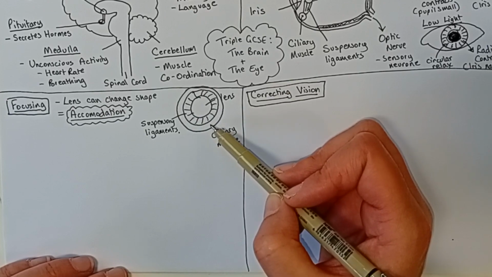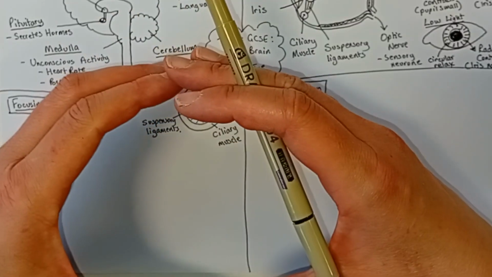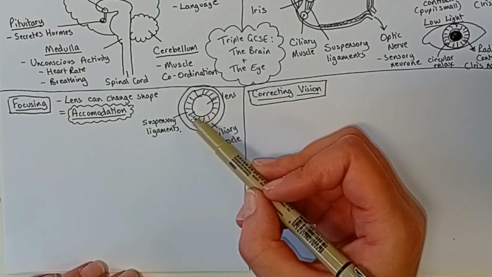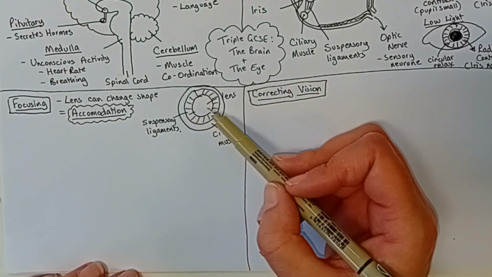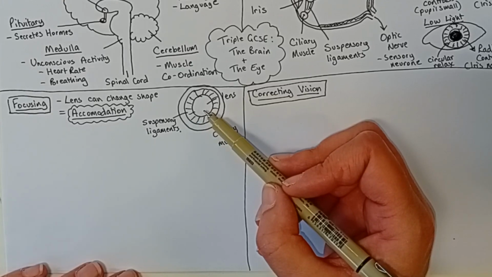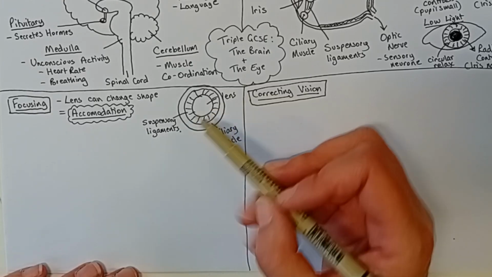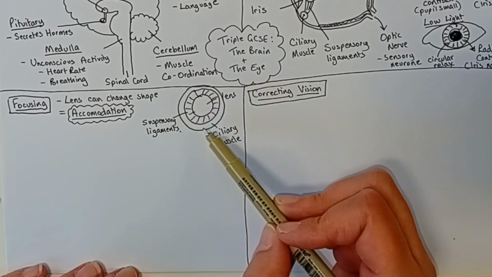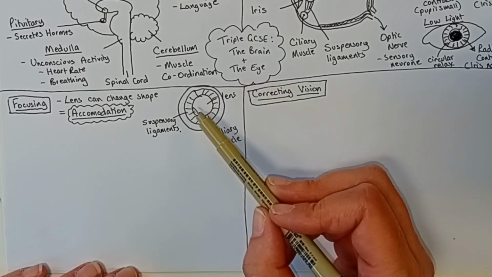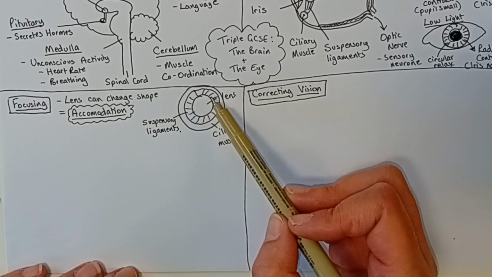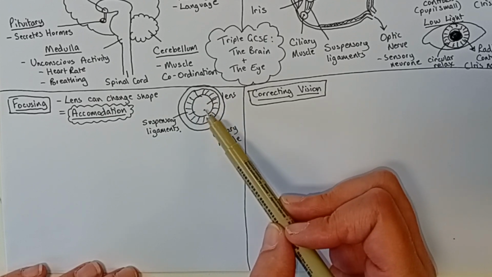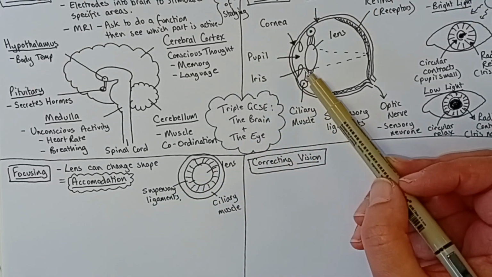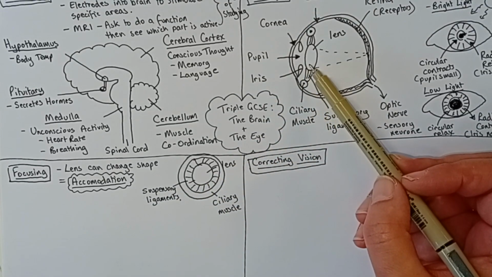When the ciliary muscle relaxes, it will widen. And as it widens, it's going to pull on these suspensory ligaments. They're going to become tight, and it's going to pull the lens thinner. So accommodation, focusing, is all to do with this ciliary muscle, which is actually a donut-shaped muscle, relaxing and contracting and pulling the lens fatter or thinner. But annoyingly, we draw it side on so we can see the light rays.